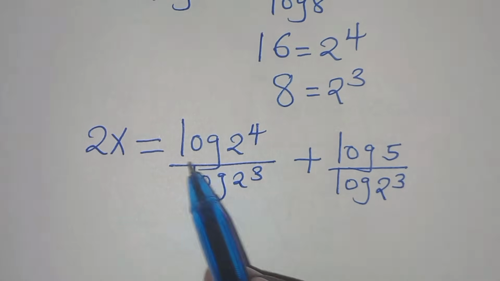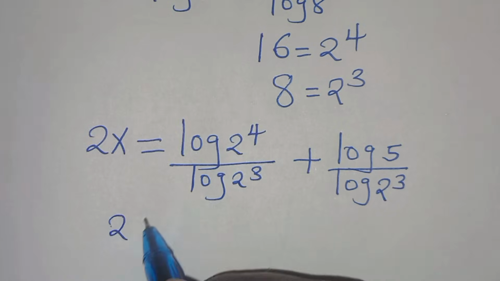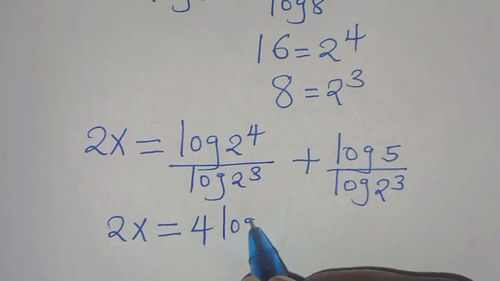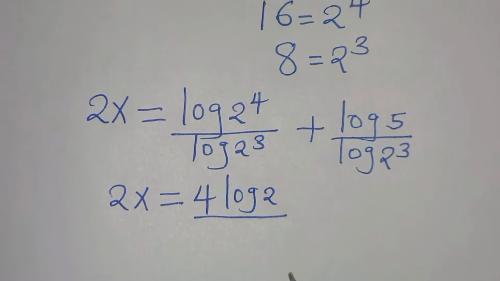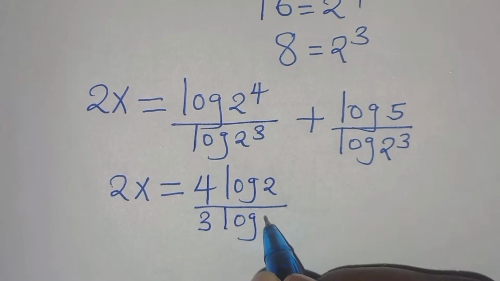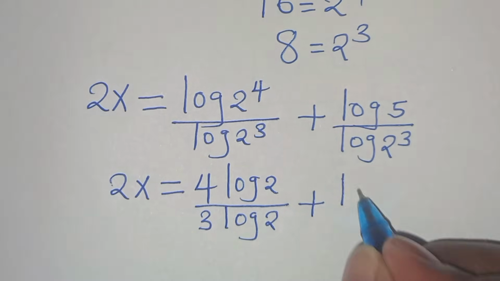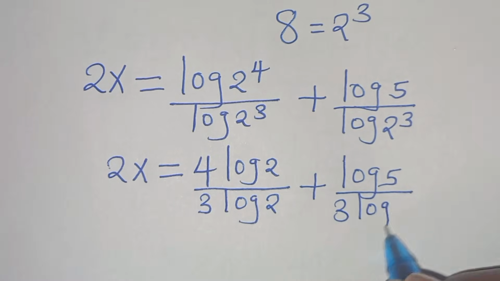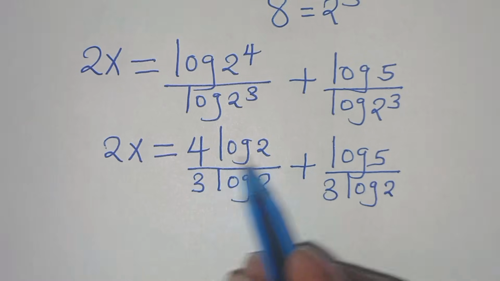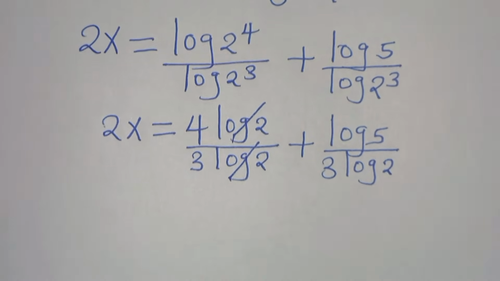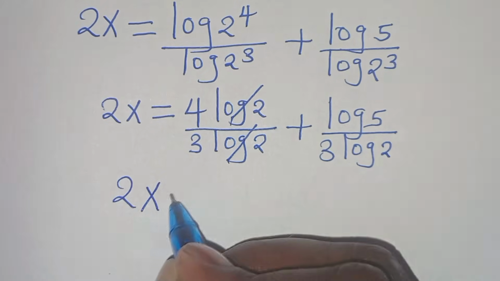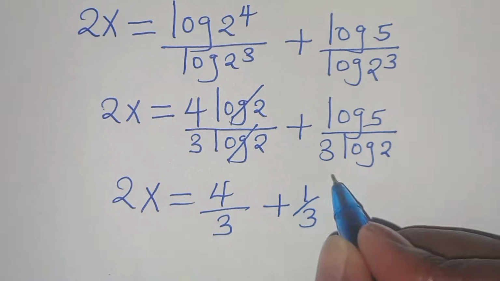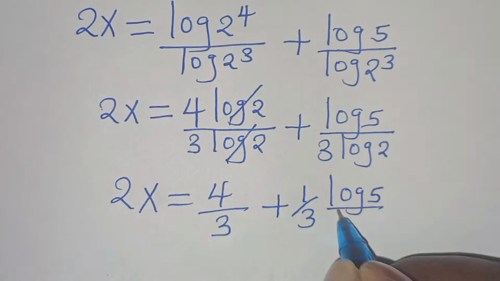Now, let's apply the power log property here, so that now we have 2x. This is equal to log 2 to the power of 4 becomes 4 log 2 divided by 3 log 2. Then plus, now here we have log 5 divided by 3 log 2. So this, we have log 2 and log 2 here, so we can simplify here. And therefore, we have 2x, this is equal to 4 over 3, plus 1 over 3. This is log 5 divided by log 2.